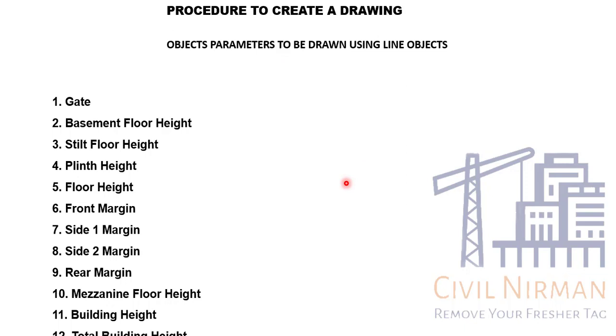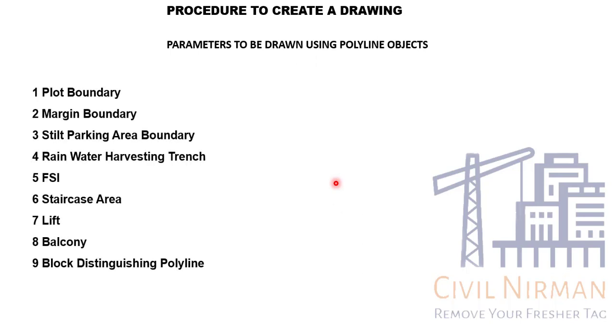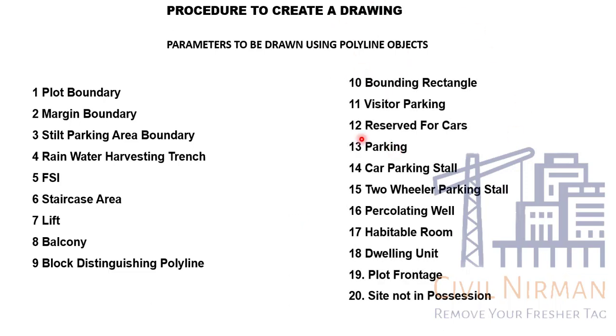In a similar manner, in the next part, you have to keep in mind that this particular parameter has to be in the polyline objects. It has to be drawn using the polyline objects. So that is the plot boundary, margin boundary, parking area boundary, rainwater harvesting trench, FSI, balcony, lift, staircase area, block distinguishing polyline. Those parameters have to be in the polyline objects. Similarly, these other parameters I have listed, you can check this out. All these parameters must be in the polyline objects.